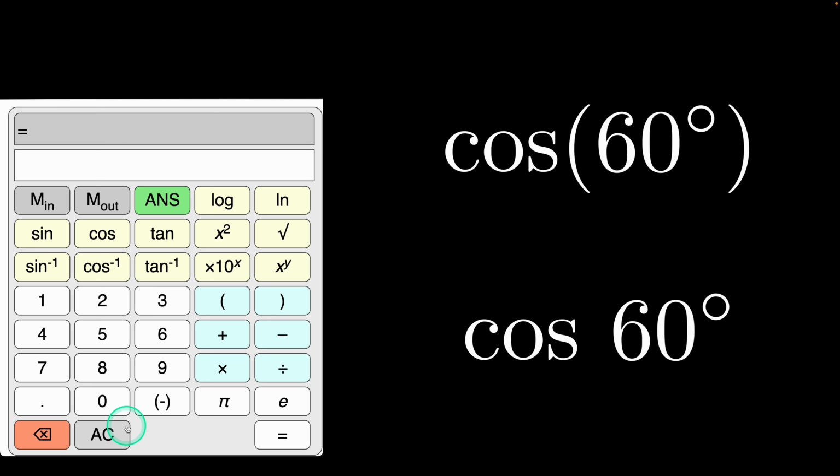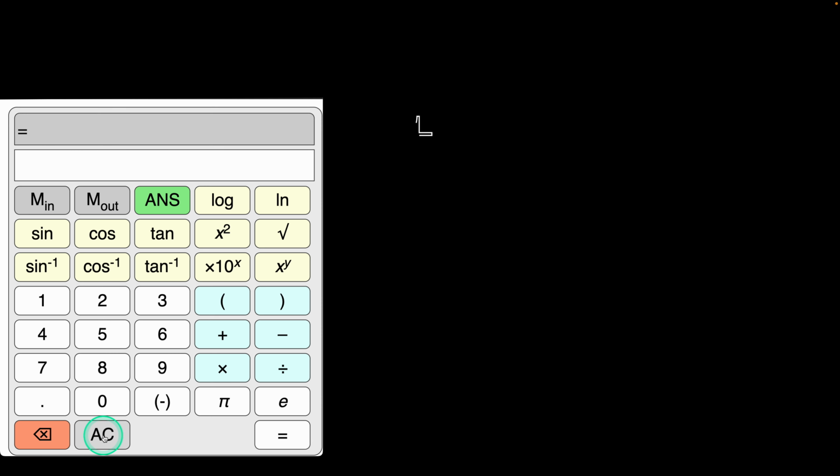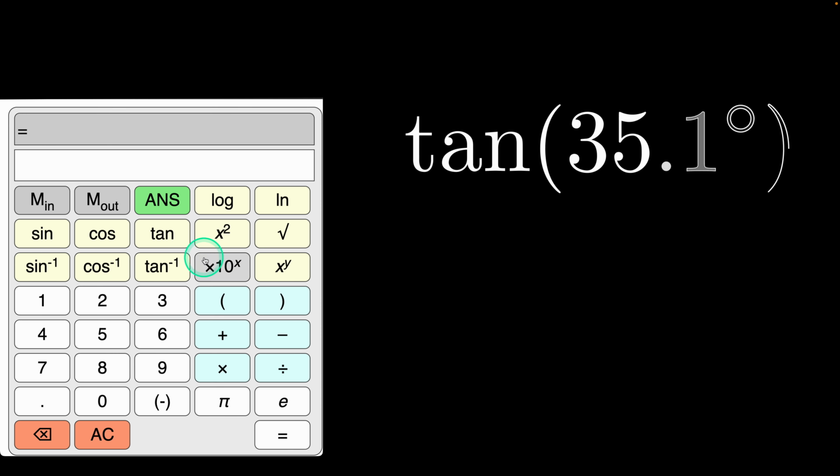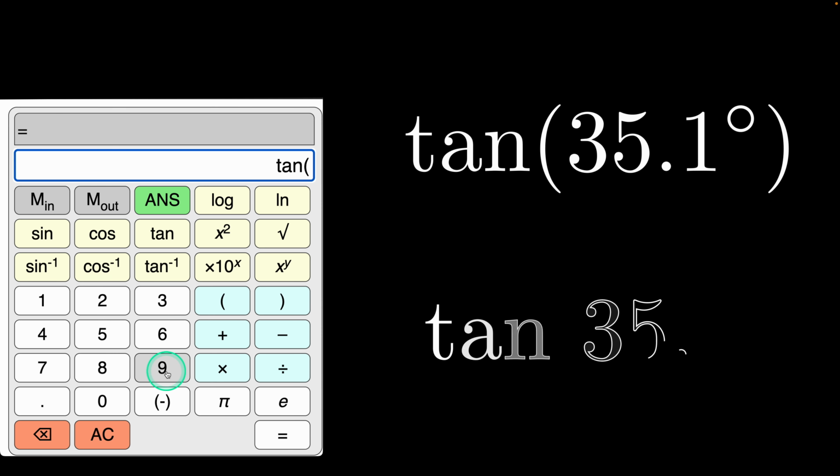Then cosine of 60, so select the cosine function, enter 60, and close the parenthesis. Again, no degree symbol. Then tangent of 35.1 and close the parenthesis.